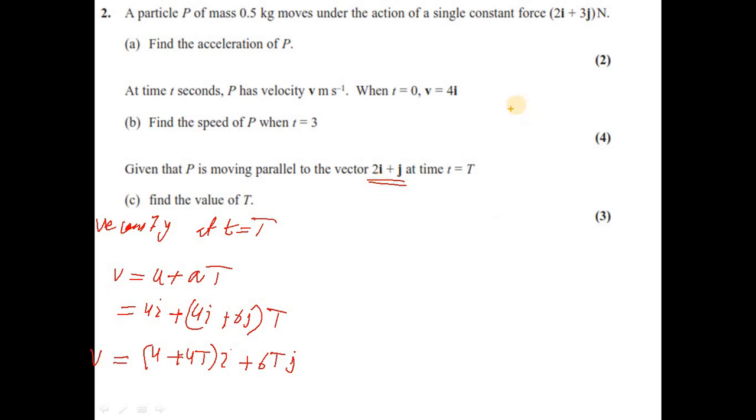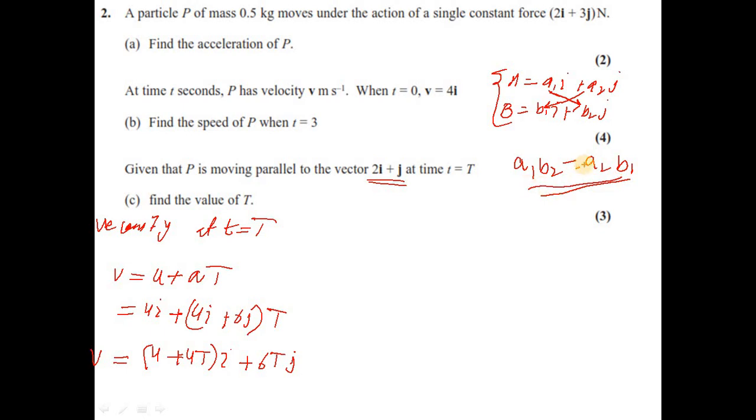So remember, if you are given two vectors, a1 i plus a2 j, and another vector b, b1 i plus b2 j, and you are told that both vectors are parallel, it is only possible if the product of the coefficient of i of one vector with j of the other equals the j of the first times the i of the second. That means if they are parallel, a1 b2 must be equal to a2 b1. This is one of the most important conditions for two parallel vectors.